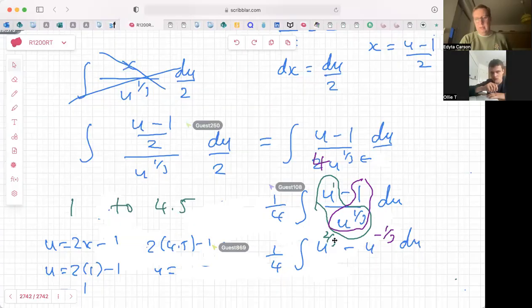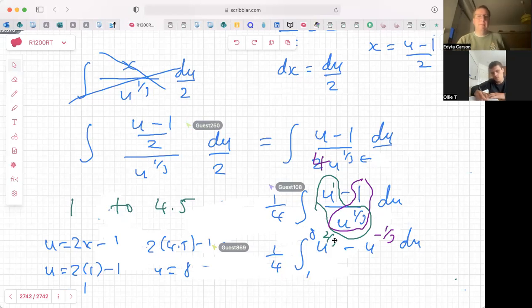So now what we need to do is rescale the limits because they're in terms of x. So u is 2x minus 1. If x is 1, it would be 2 minus 1, so 1. And then if x was 4.5, it would be 2 times 4.5, which is 9, and then minus 1 would be 8. So it should be 8 and 1. So we're going to integrate from 1 to 8, exactly.